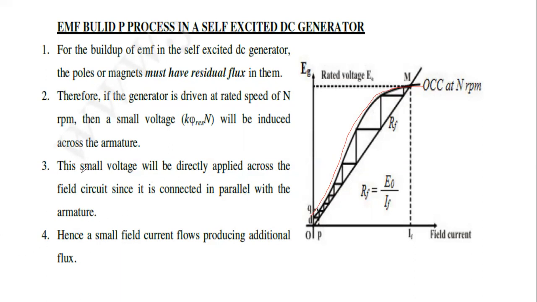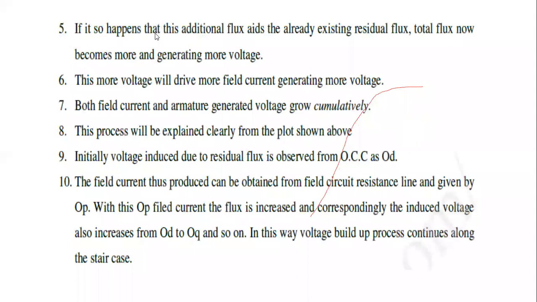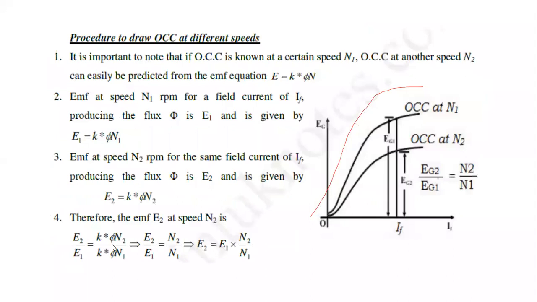Hence a small field current flows, producing an additional flux. This additional flux aids the already existing residual flux. Therefore, the total flux now becomes more and generates more voltage.